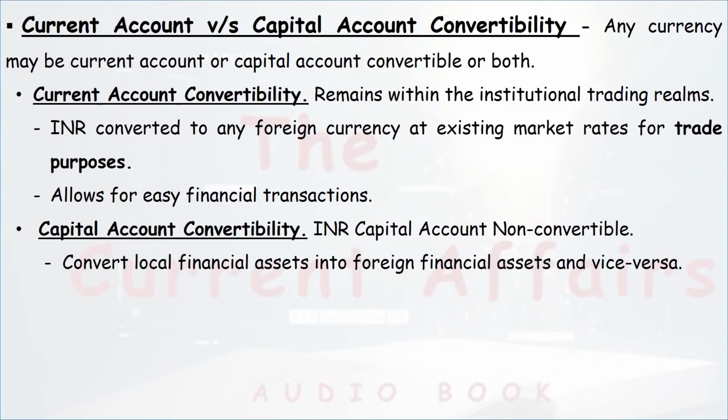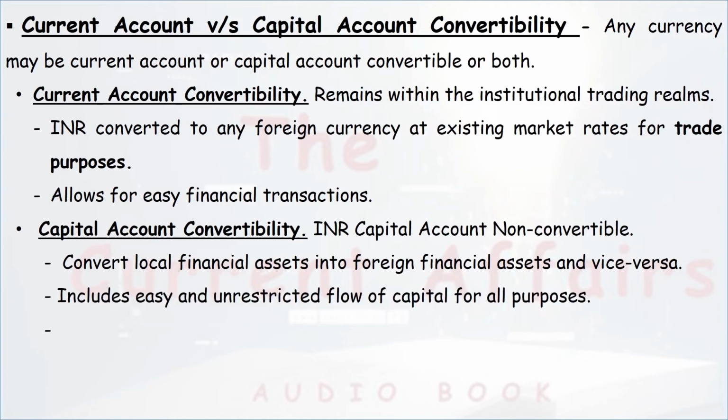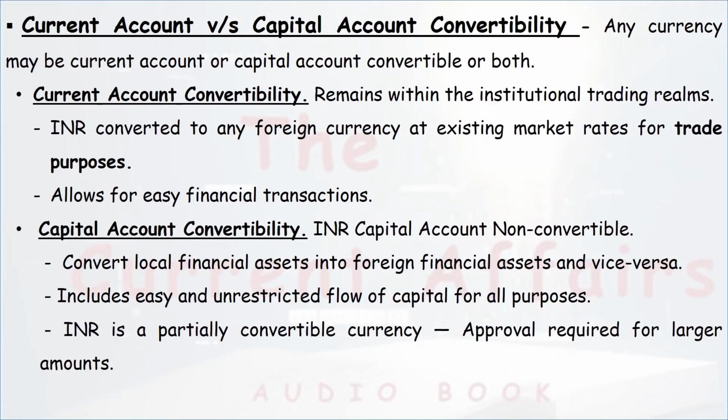Capital account convertibility allows freedom to convert local financial assets into foreign financial assets and vice versa. It includes easy and unrestricted flow of capital for all purposes, which may include free movement of investment capital, dividend payments, interest payments, foreign direct investments in domestic projects and businesses, trading of overseas equities by local citizens and domestic equities by foreigners, foreign remittances, and the sale or purchase of immovable property globally. One can still bring in foreign capital or take out local money for these purposes, but there are ceilings imposed by the government that require approvals.